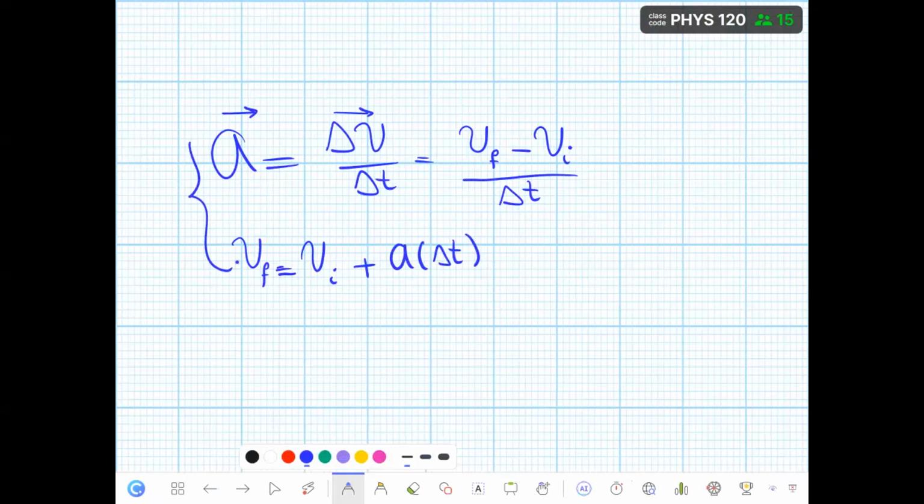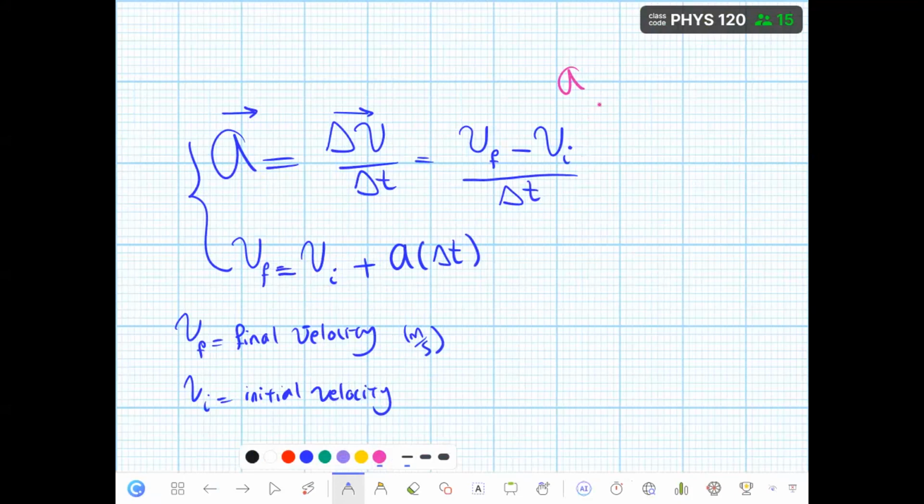What is the V final? V final means final velocity. V initial means initial velocity. What is the unit of the velocity? Meter per second or kilometer per hour. Okay, meter per second. What is the unit of the acceleration? Meter per second per second.